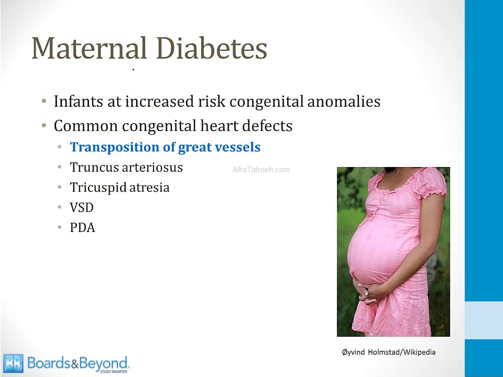Babies born to mothers who have diabetes are at increased risk of a number of congenital anomalies, and it's common for them to have congenital heart defects. Among the various congenital heart defects, transposition is one of the most common. They can also have all of these defects I've shown on the screen here. What you want to remember for your boards is that this condition, transposition, is associated with maternal diabetes.